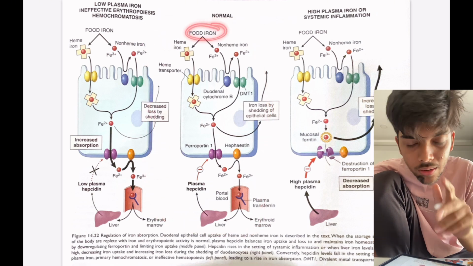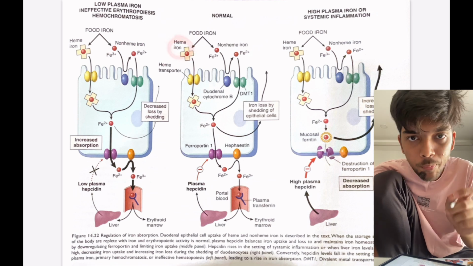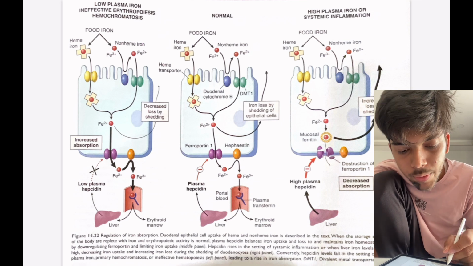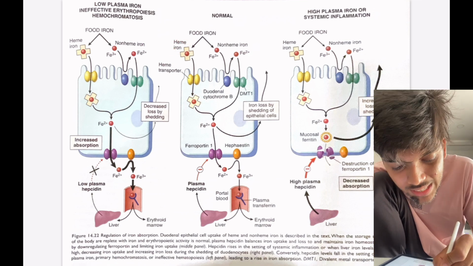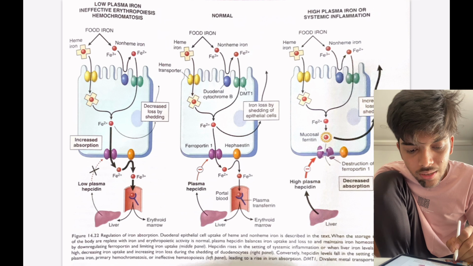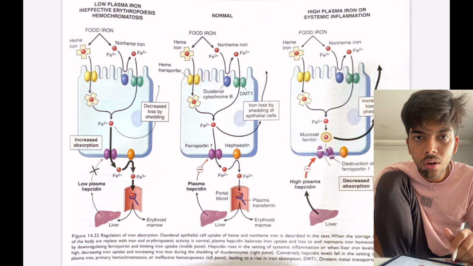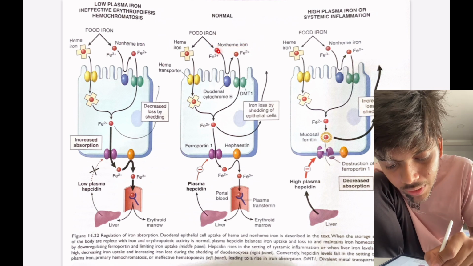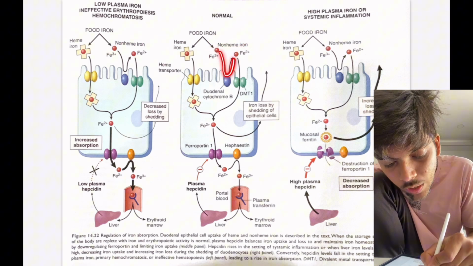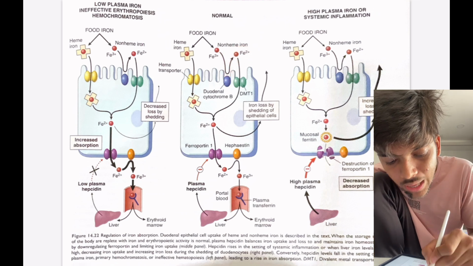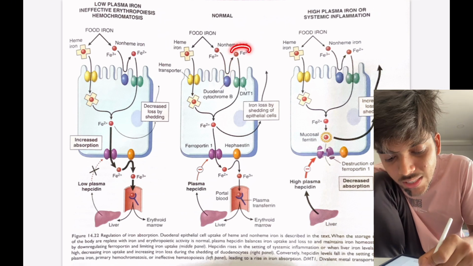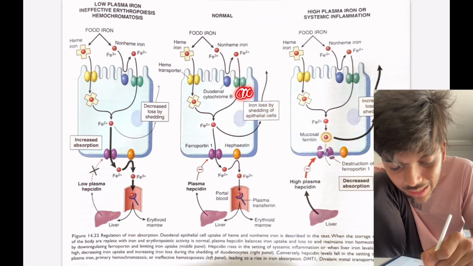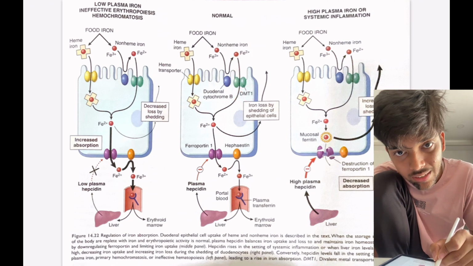Your food iron is of two types. Heme iron is obtained from animal products, non-heme iron from plant products. Heme iron is directly absorbed into the enterocyte with the help of a heme transporter without going through any extra step. Non-heme iron, which is present in ferric form, first needs to be reduced to ferrous form with the help of an enzyme, and then this ferrous form passes through the divalent metal transporter and reaches inside the enterocyte.